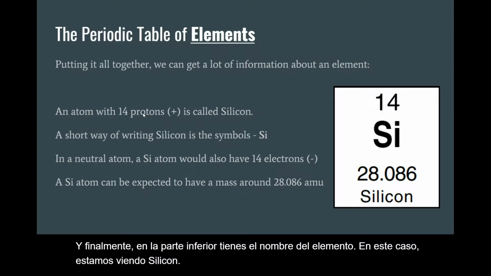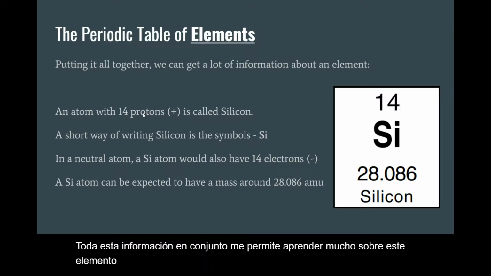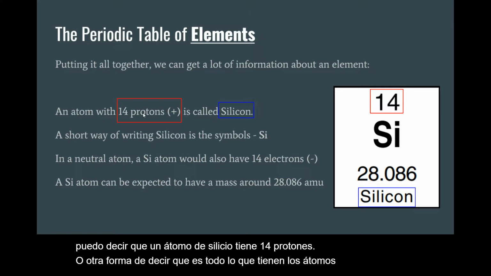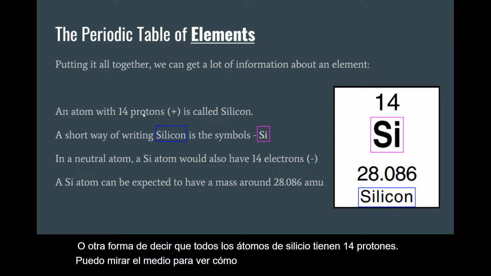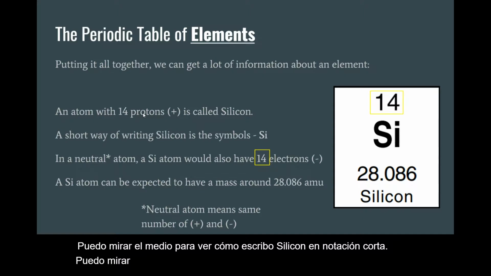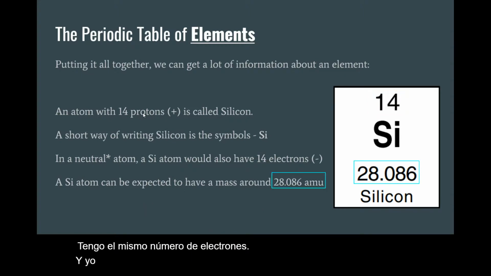All of this information together allows me to learn a lot about this element. When I look at this box for silicon, I start at the top, and I can say that an atom of silicon has 14 protons. Or another way of saying it is all silicon atoms have 14 protons. I can look at the middle to see how I write silicon in short notation. I can look at that atomic number and know that for a neutral atom, I have the same number of electrons. And I know the average mass for a silicon.